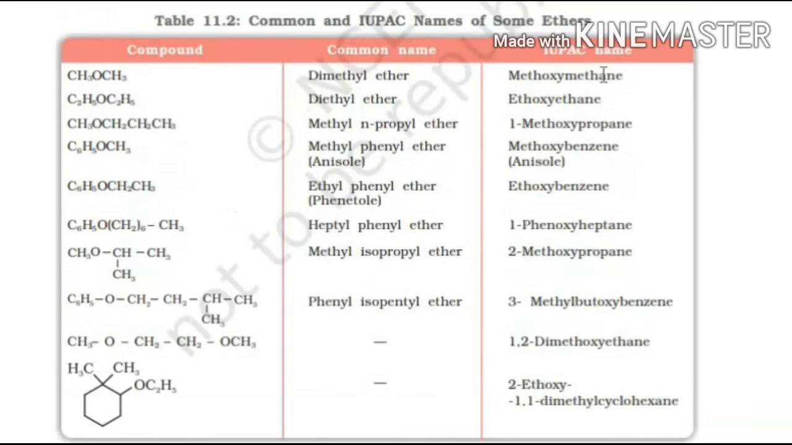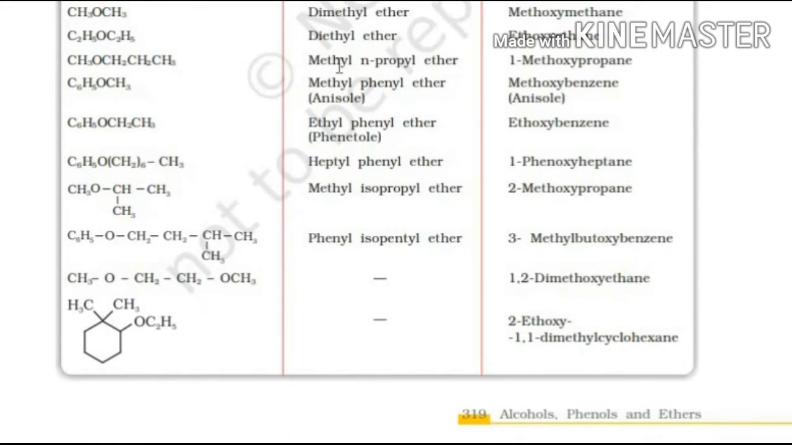Now we will see the IUPAC name. The general IUPAC name is alkoxyalkane. When we attach oxygen with an alkyl group, it becomes alkoxy. Here we attach oxygen with this methyl group, so this becomes methoxy, and for one carbon we write methane. So this is methoxymethane, and this will become ethoxy. Attach oxygen with this ethyl group, so this becomes ethoxy, and for 2 carbons we write ethane.